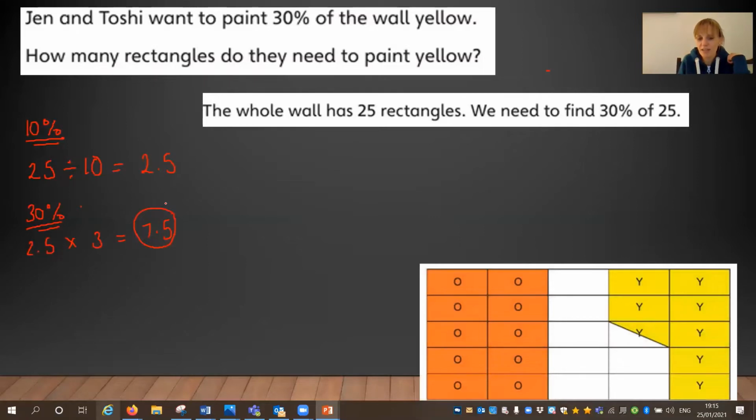Let's see if we're correct. So here is the wall. This is the orange ones. Now let's see how many they've shaded. 1, 2, 3, 4, 5, 6, 7.5. We've got it right. So do you see there that if you're finding the percentage, we found 10% first, then multiply by 3 to find 30%.